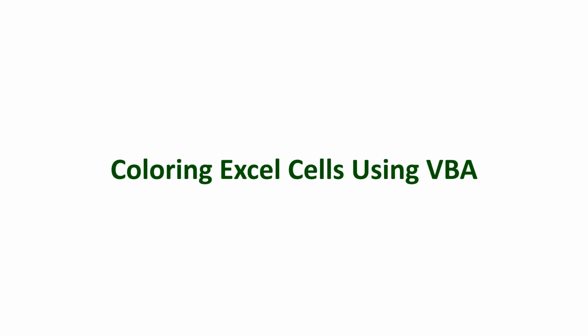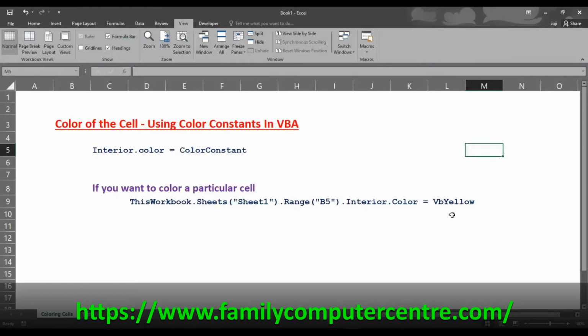In this video, we are going to discuss coloring Excel cells using VBA. If you want to color a particular single cell or a column or a row or a range of cells in VBA, we will be using a property called interior.color. So we will be setting the value to that property as a color constant, right? So we'll be saying interior.color is equal to color constant.